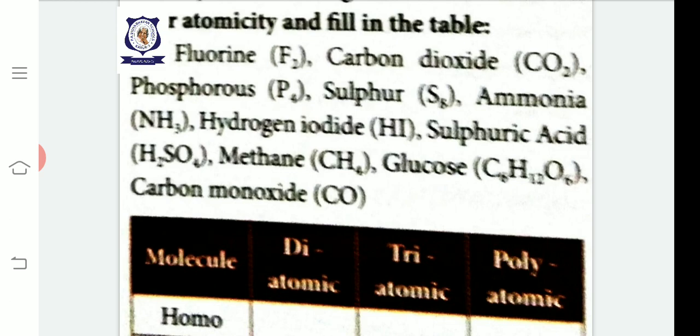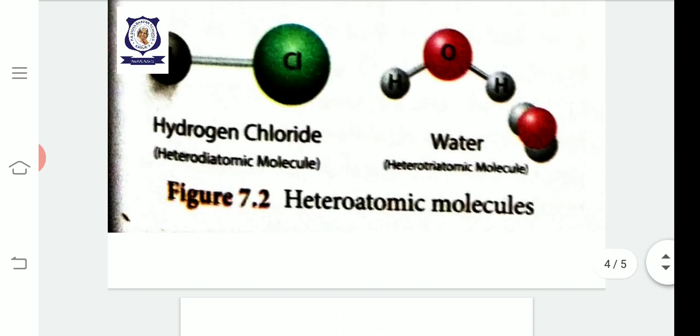Sulfuric acid, totally 2 plus 1 plus 4, so totally 7, more than 3. So polyheteroatomic molecule. Methane, there are 5 atoms, so more than 3, again polyheteroatomic molecule. Glucose, polyheteroatomic molecule. Carbon monoxide, there are only 2 atoms, so heterodiatomic molecule. See, is it clear now? Let us see another topic.